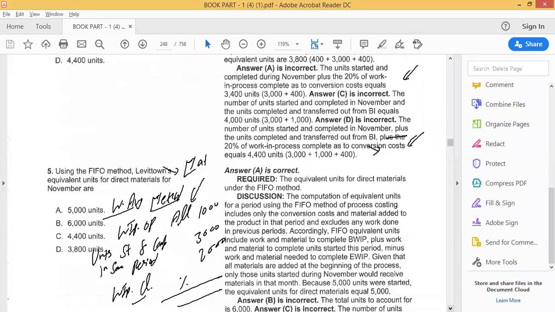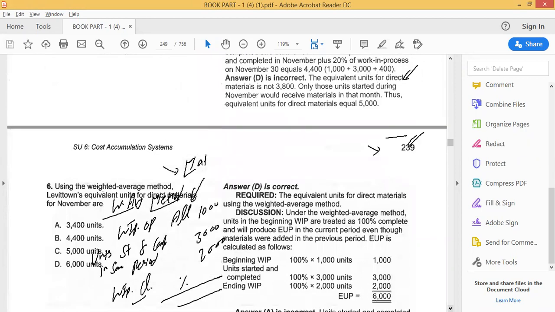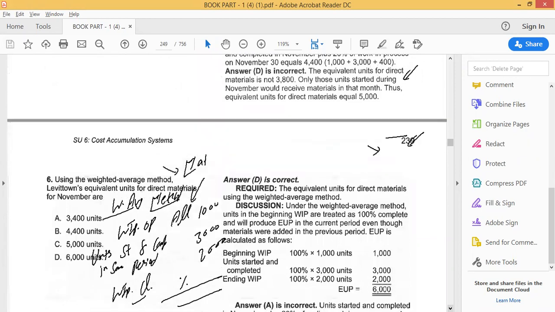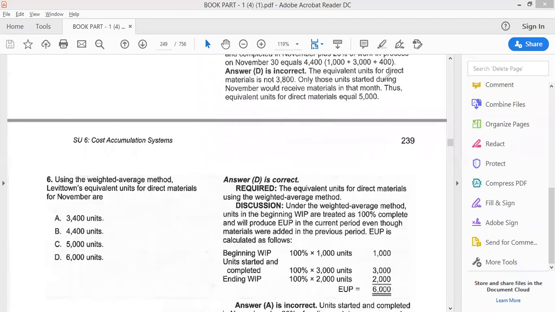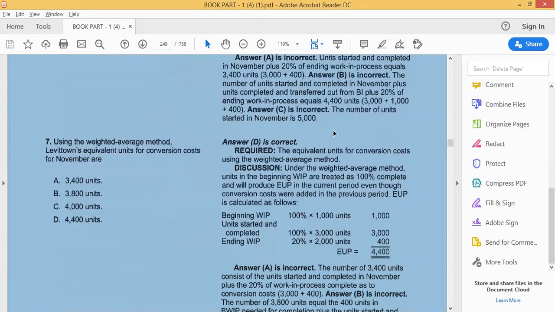We don't need to consider the balancing percentage. Usually the weighted average method is considered the simplest method. Like here, you got the 6000 answer. So I hope that you don't have any difficulty with this one. Next, students, we will do one more question for your better understanding. Let's take a look at what he gave in the next question.